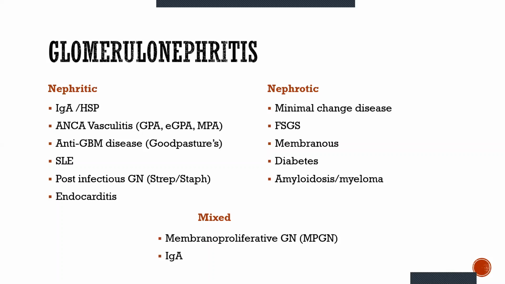And then nephrotic syndrome is more associated with the high protein, not as much the blood, but minimal change disease, focal segmental glomerular sclerosis, membranous disease, diabetes, amyloid. And then you have these diseases that typically kind of fall in the middle and can cause either. So membranoproliferative GN being one of them, and IgA nephropathy can kind of present like any of these different pictures.